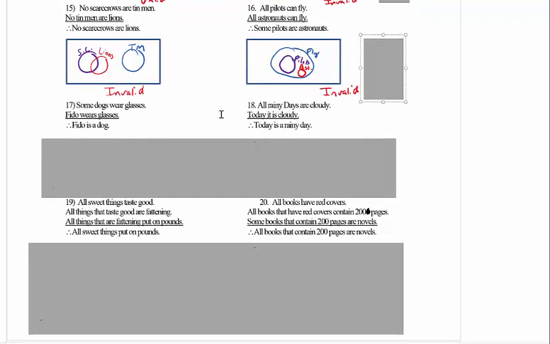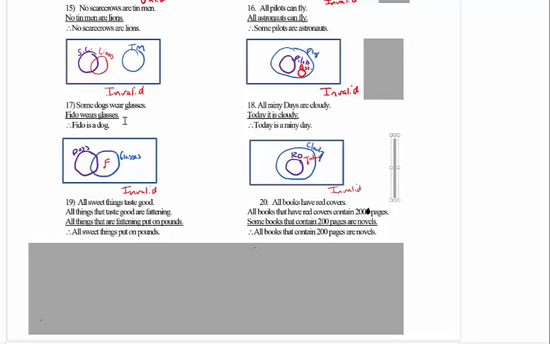And the last 2 problems, you are going to actually have 4 circles. Number 17, some dogs wear glasses. So some dogs wear glasses, the purple and the blue. Fido wears glasses, so I have 2 choices here. But I don't want Fido to be a dog, so I put Fido in the outside pieces of only glasses. 18. All rainy days are cloudy, so rainy days are inside the cloudy. Today is cloudy. I have a choice to make today inside this outside overlap here, or I can put them in the rainy day. I don't want them to be in the rainy day, so I put them in that other location.